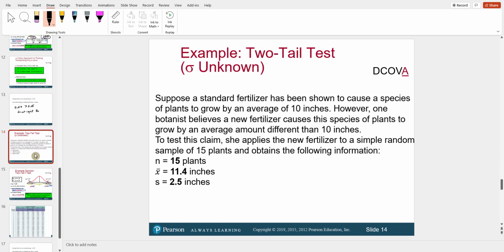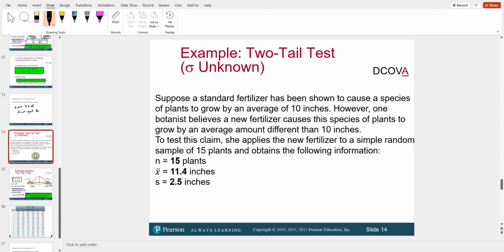Suppose a standard fertilizer has been shown to cause a species of plants to grow by an average of 10 inches. However, one botanist believes the new fertilizer causes this species of plants to grow by an average amount different than 10 inches. So this is going to be a two-tailed test. He doesn't say it's more than 10 inches. He doesn't say it's less than 10 inches. He just says it's different than 10 inches. So we don't know what direction these plants are growing. Are they going more or less? So we're going to say it's just different.